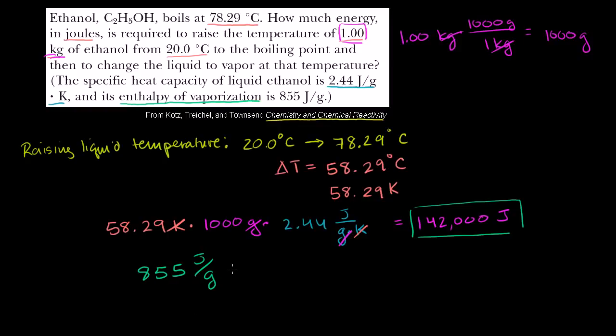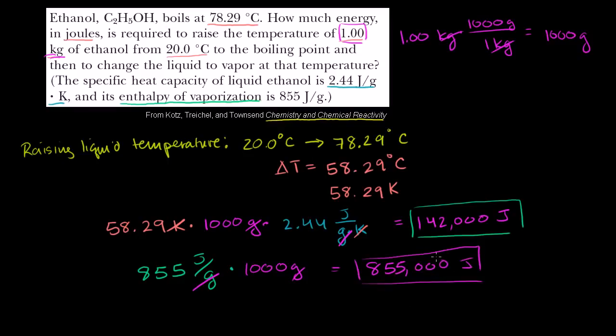So we have this much, and we know we have 1,000 grams of ethanol. The grams cancel out. 855 times 1,000 is 855,000 joules. So it actually took a lot less energy to make the ethanol go from 20 degrees Celsius to 78.29 degrees Celsius than it took it to stay at 78.29 but go from the liquid form to the vapor form. This took the bulk of the energy.